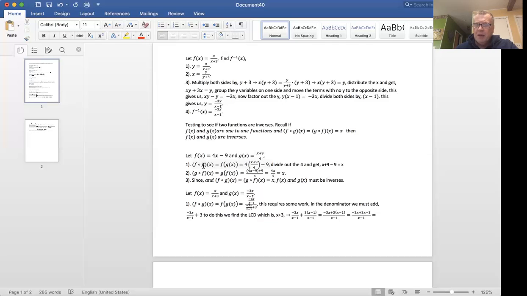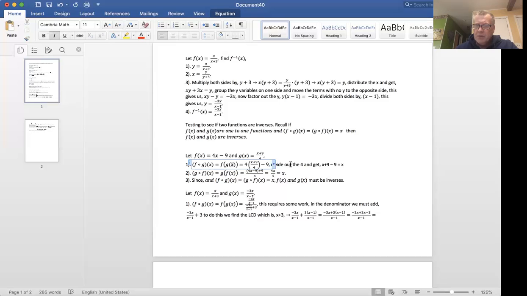Now remember, f comp g of x, from the handout I gave you yesterday, is f of g of x. So that means every place we see an x in f of x, we'll replace that x with whatever g of x is equal to. So that gives us 4, and remember, x was here for f of x. So that gives us 4 times x plus 9 over 4 minus 9.